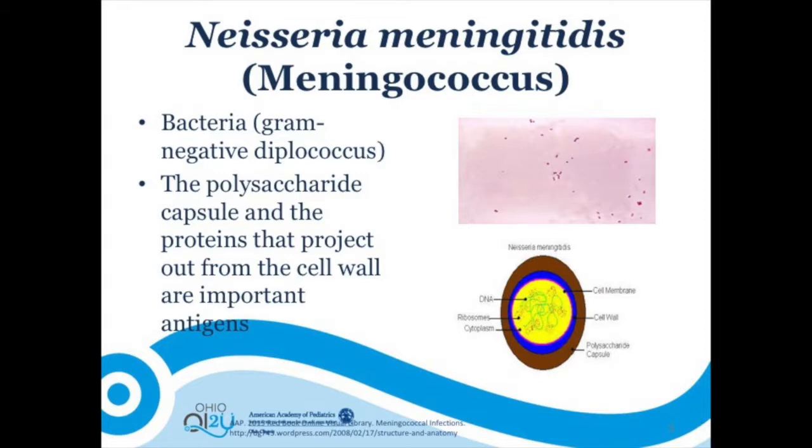Between the polysaccharide capsule and the cell wall is an outer membrane that contains proteins, and these outer membrane proteins project outward. In the very inner part of the bacteria, which is depicted in yellow, you see DNA, the cytoplasm, and the ribosomes. The polysaccharide capsule and the proteins that project out from the cell wall are important antigens. Antigens are parts of the bacteria that the human host recognizes and then mounts an immune response to in an attempt to protect the human host from disease.